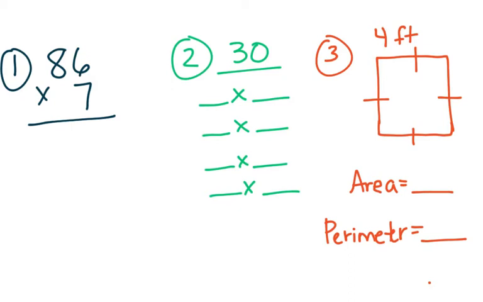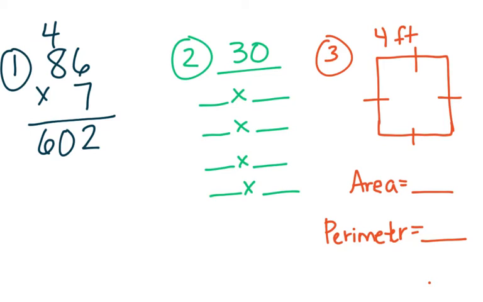7 times 6 is 42. Put down your 2, carry your 4. 7 times 8 is 56, plus 4 is 60. The answer or product of 86 times 7 is 602.